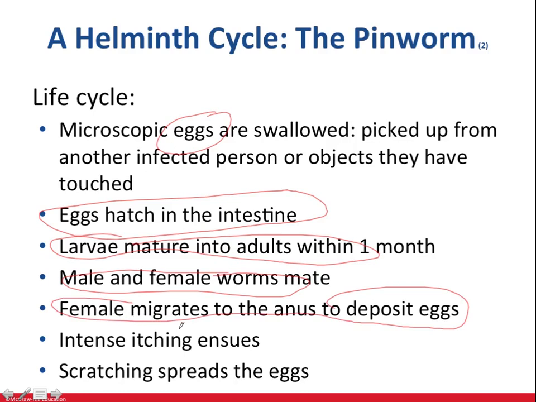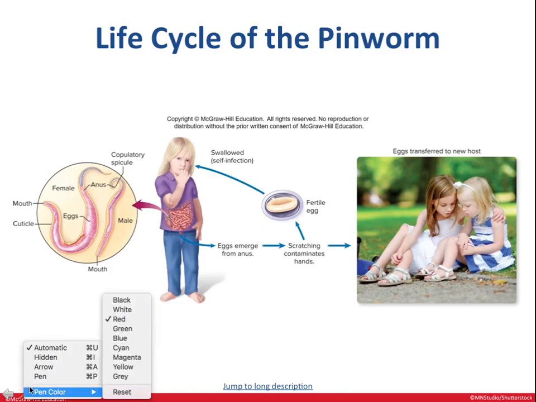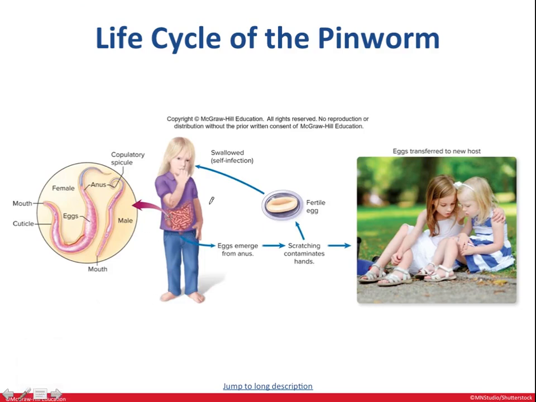Once the female reaches the anus, it causes huge anus itching. The children will scratch the anus, so they get the eggs on their hands. Children put everything in their mouth, so once they put their hands in their mouth, they eat the eggs and continuously get infections. If they touch their friends with their hands, they can let their friends get these infections. So this is another fecal-oral route for the infections.